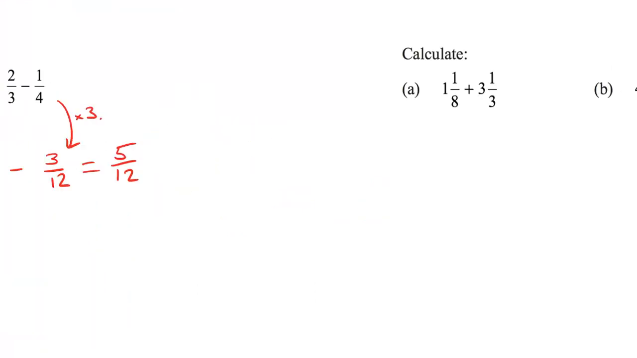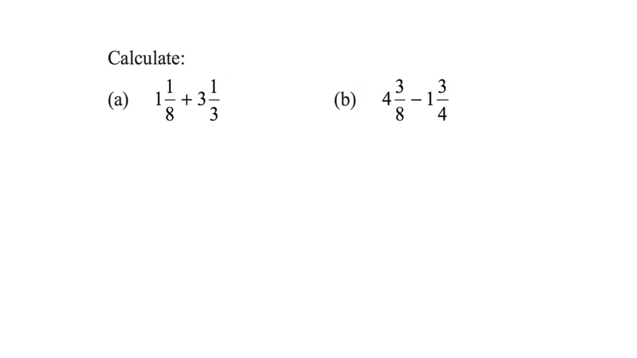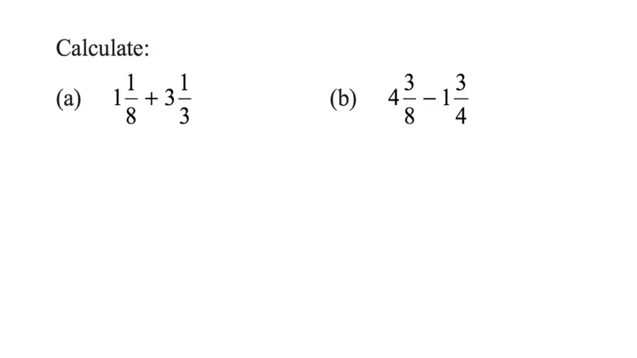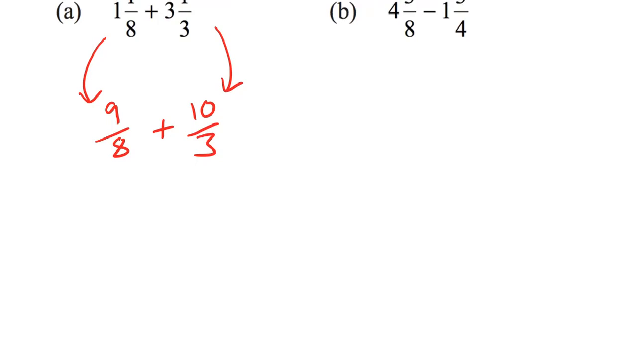Now, let's see if we can apply this again to some mixed numbers, and the first thing we're going to need to do is rewrite them as top-heavy fractions. So 1 1/8 is going to be 9/8, and 3 1/3 is going to be 10/3. So what we've got here is 9/8 plus 10/3.